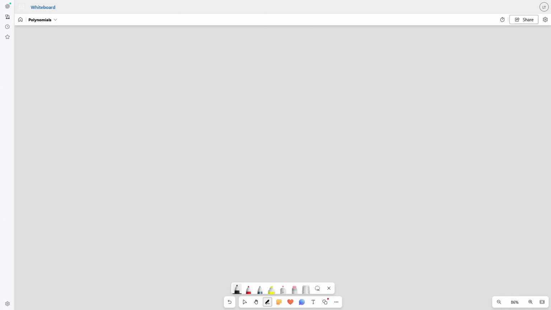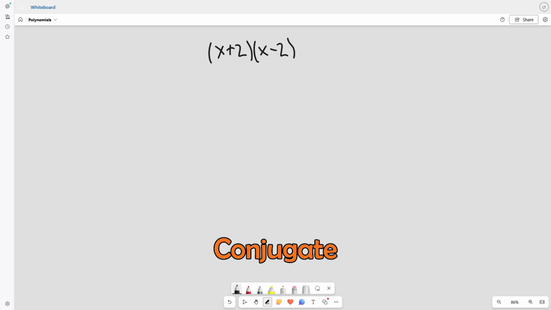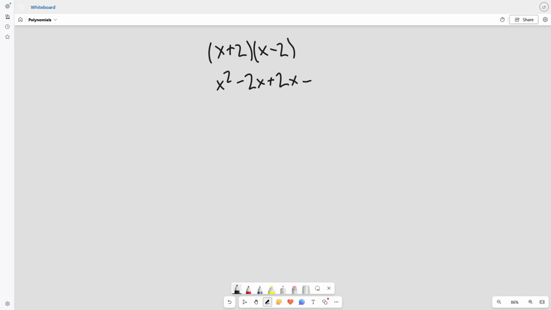Moving on, we have the difference of squares. So say we have x plus 2 times x minus 2. And basically what you're doing here is you're multiplying x plus 2 by its conjugate. So you're just flipping the sign here. If you multiply this out, we have x squared minus 2x plus 2x minus 4. These middle terms cancel out. We have x squared minus 4.